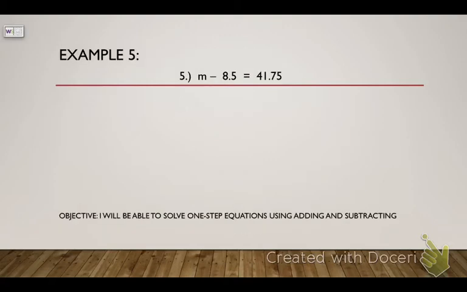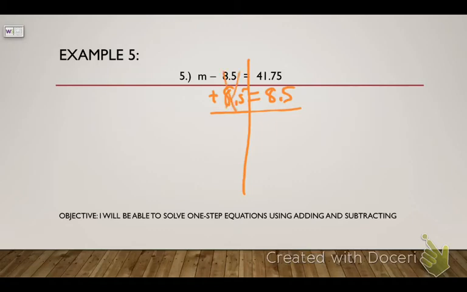All right, example number 5. Here we go. Draw that line straight down. We're going to do the inverse of subtracting, which is adding. We're going to add 8 1/2 to both sides. And we want to put 8 1/2 on this side, and I apologize for my sloppy handwriting. Sometimes that just happens for me.